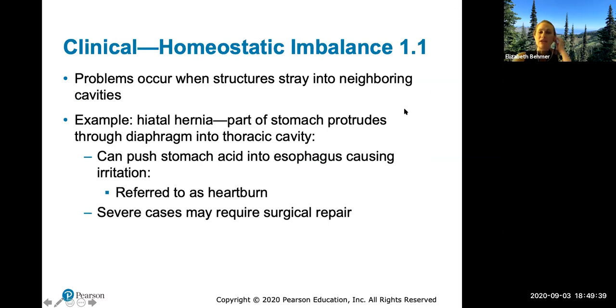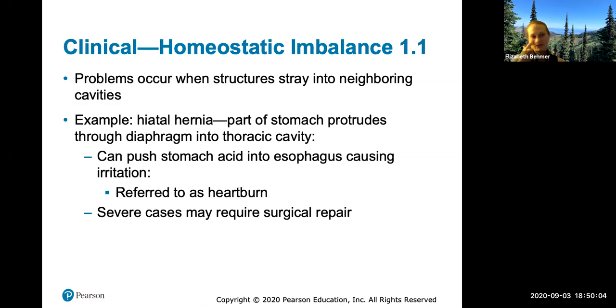So homeostatic imbalances. These are problems that occur when structures could possibly stray into neighboring cavities. So an example of this is we'll talk about the hiatal hernia, which is where a part of the stomach will protrude through the diaphragm up into the thoracic cavity. It can push stomach acid into your esophagus, which could cause heartburn. Severe cases of this may require surgical repair.